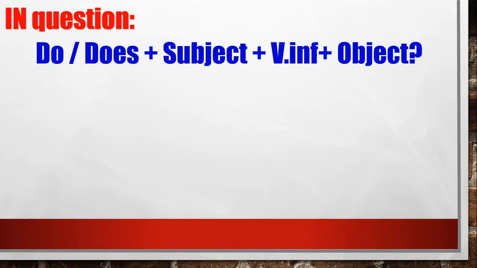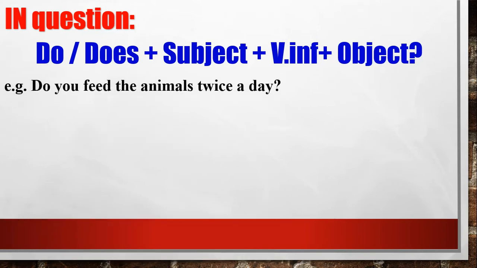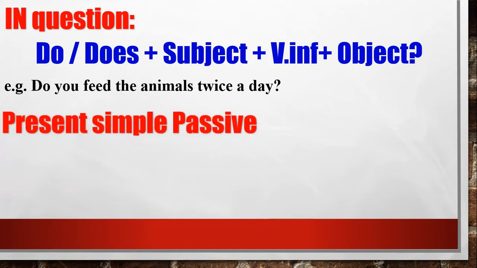In the question, how can we change the sentence in the question to the passive? In the question, we start the sentence in the present simple by using do or does, then we use the subject plus verb infinitive, then we use the object. For example, do you feed the animals twice a day? This is a question. Okay, how can we change it to the passive?